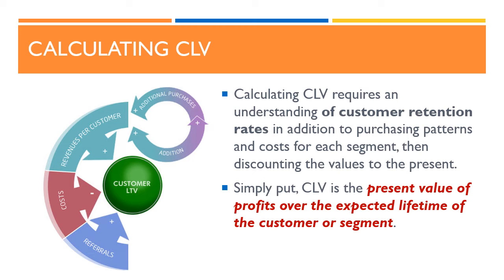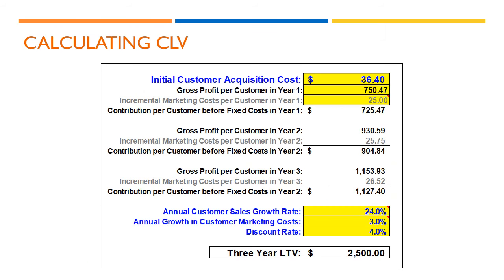Let's look now at a worksheet for calculating the lifetime value of customers. To use the Global Customer Lifetime Value worksheet in the references, you will need to identify the initial customer acquisition cost, the gross profit per customer in year 1, and the incremental marketing costs per customer in year 1, such as lunches, gifts, etc. You will also need to add the annual customer sales growth rate, which typically grows as you cross or upsell. You will also need to add the annual growth rate of marketing costs.